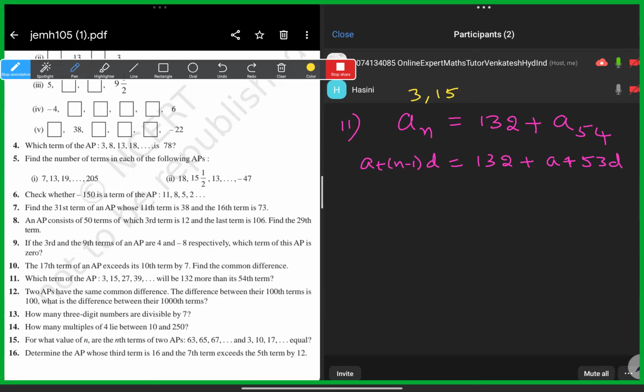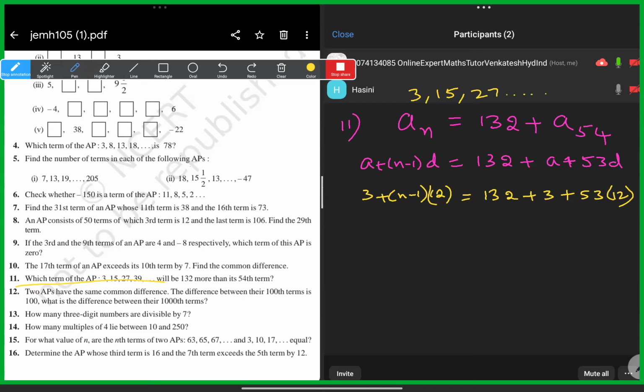The series is 3, 15, 27 and so on. A is how much, Hasni? 3, sir. So n minus 1 into d, d is 15 minus 3, 12. Is equal to 132 plus, again a is 3, plus 53 into d. D is how much again, Hasni? 12, sir, a2 minus a1.